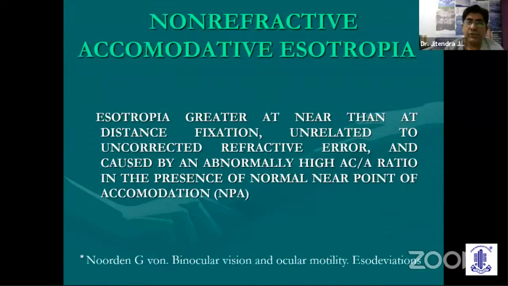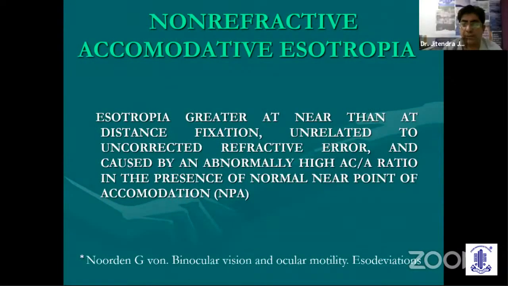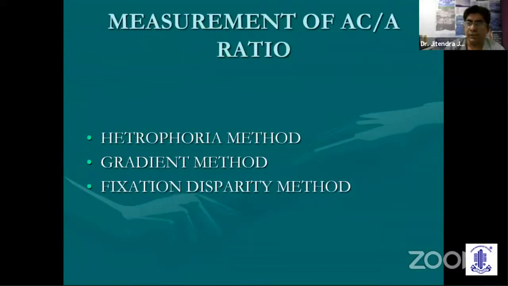it is in fact hazardous. So non-refractive accommodative esotropia would be an esotropia which is greater at near than at distance fixation, but it is unrelated to the uncorrected refractive error, which means that it is caused by an abnormally high AC/A ratio in presence of a normal near point of accommodation. So this may occur with hypermetropia, this may occur with myopia, or the patient may be emmetropic for distance, and this is definitely greater at near than at distance. AC/A ratio is high and NPA is normal.